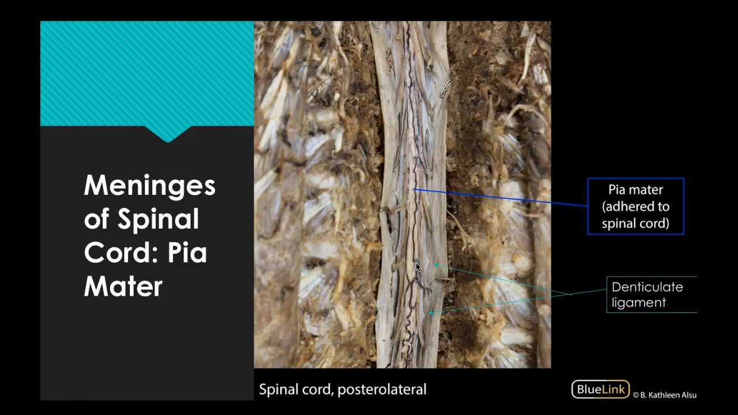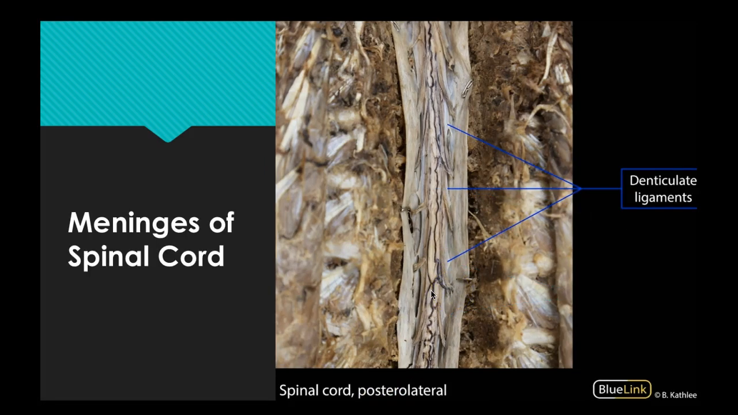Another thing I want to mention here are these denticulate ligaments. These denticulate ligaments arise in the pia mater and are firmly attached to the arachnoid mater and the dura mater at the apex. And their purpose is to divide the dorsal rootlets from the ventral rootlets. Here's a little bit better look and some more examples of what these denticulate ligaments look like. Denticulate refers to tooth, so anatomists thought this looked like a tooth extending out and attaching to the dura mater.